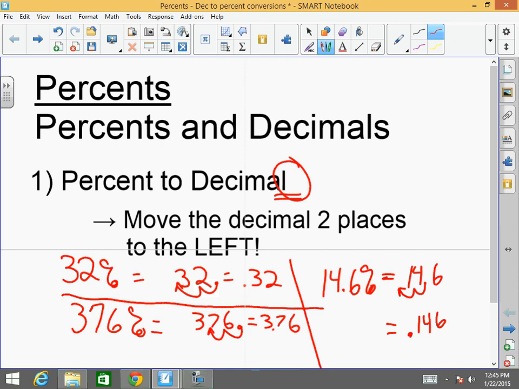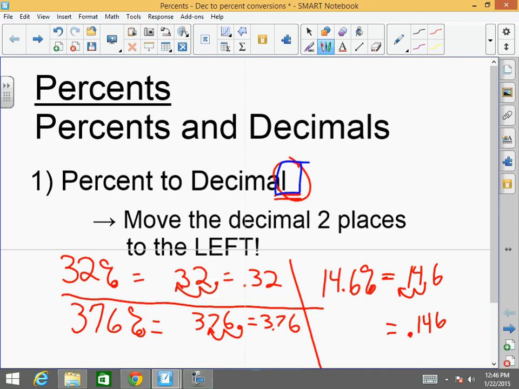Pretty simple, right? Percent to decimal, left. I'm not trying to be sarcastic. That's how I remember. Percent to decimal, L, left. Decimal ends in an L, left. Does that make sense, my brothers?